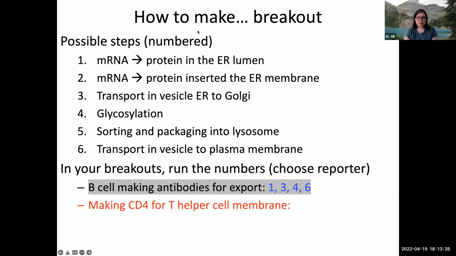So I'm creating the rooms now. Get your screenshot if you need it. Again, what's your job? Which of these steps in what order are required to get proteins into the membrane?